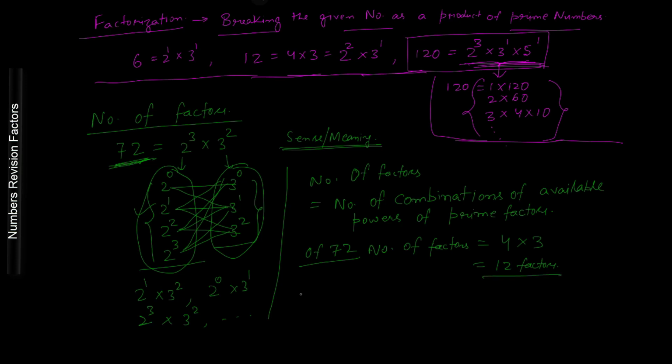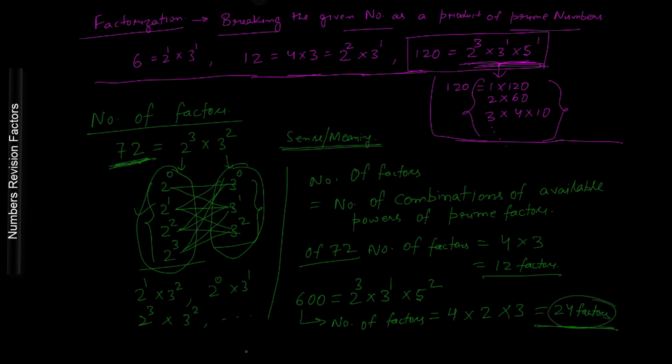For example, if I take 600. Now what is 600? First step, factorize. So 6 into 10 into 10. So 2 to the power 3 into 3 to the power 1 into 5 to the power 2. So what is the number of factors of 600? Can we check that? Number of factors will be equal to, for 2 cube, there are 4 possible powers. For 3 raised to 1, 3 raised to 0 and 3 raised to 1, 2 possible powers. For 5 raised to 2, 5 raised to 0, 5 raised to 1, 5 raised to 2. So 3 possible powers. 4 into 2 into 3, that is 24 factors.